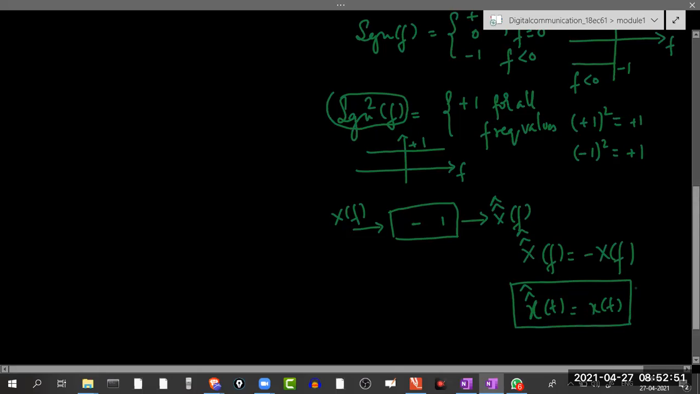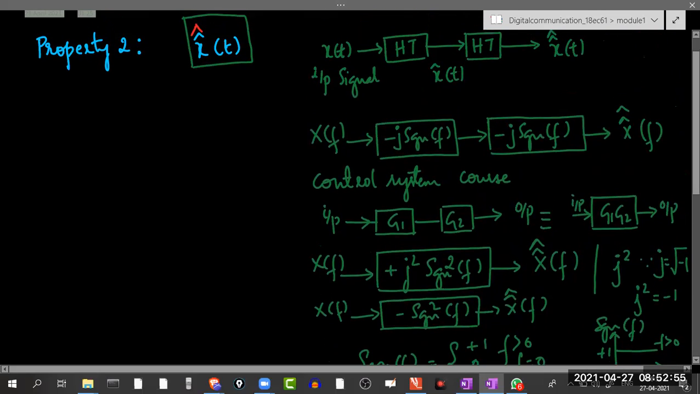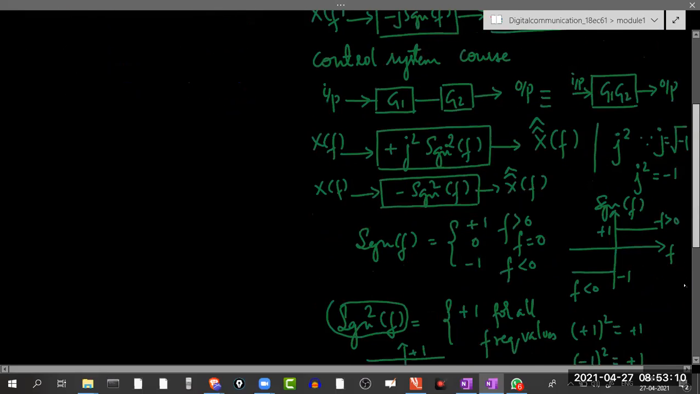So this is the general case. This is the general case. So this is how we can prove the second property of Hilbert transform, which says the Hilbert transform of a Hilbert transform is as good as negative x of t. So let's take an example and try to prove this.